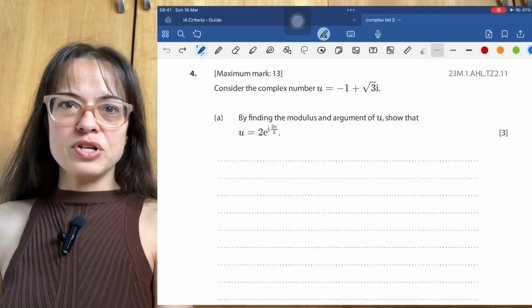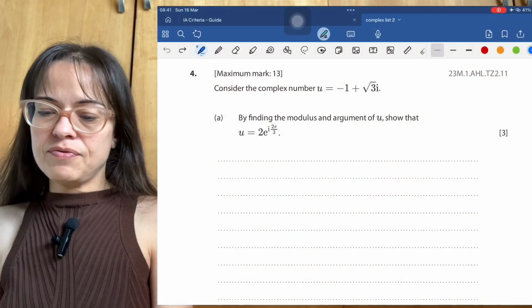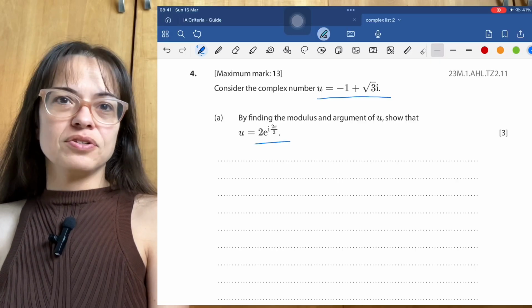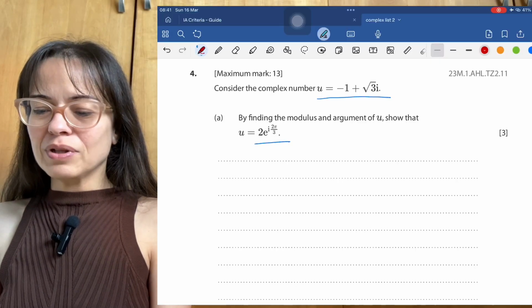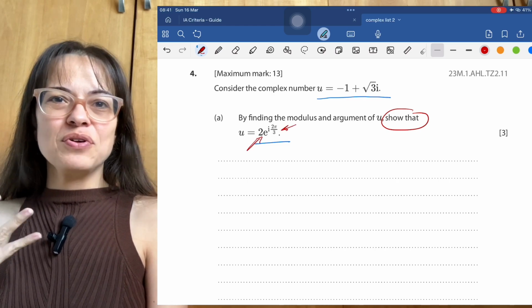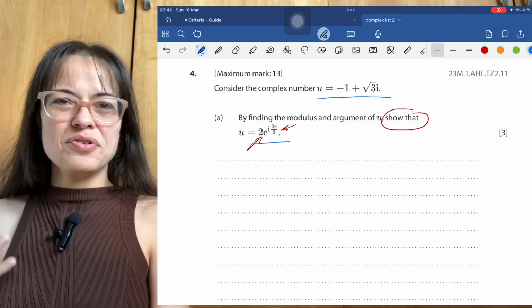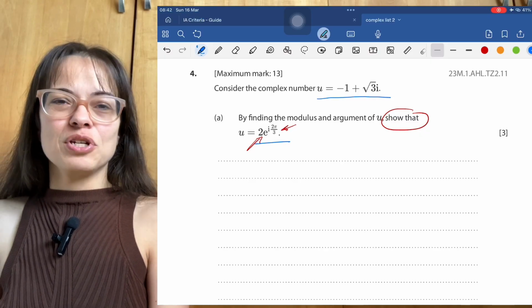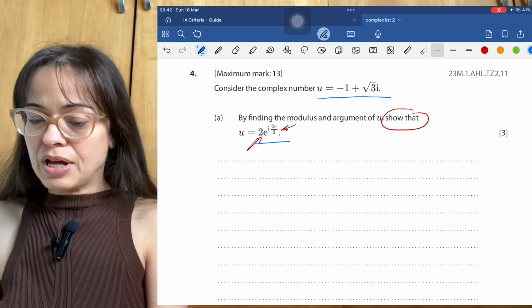Okay, so let's do some questions. This one starts by giving us a number in this form and just asking us to write it in the other form. This is the kind of question that I don't like, the "show that" kind, where it already gave us the answer. I feel like it's difficult for me to know whether the things that I'm writing down make it clear that I'm actually finding those numbers and not just copying from the answer that was given.